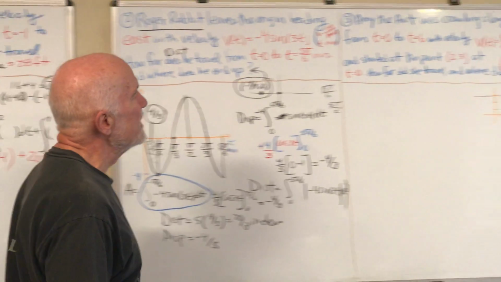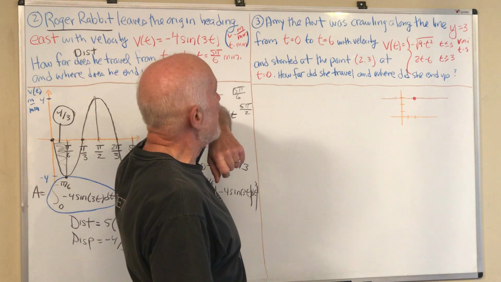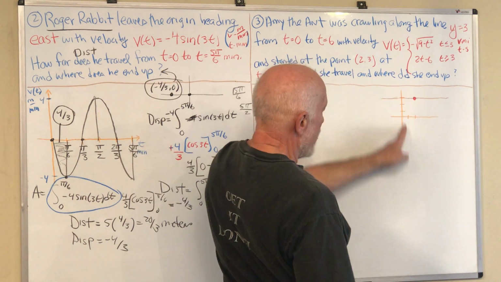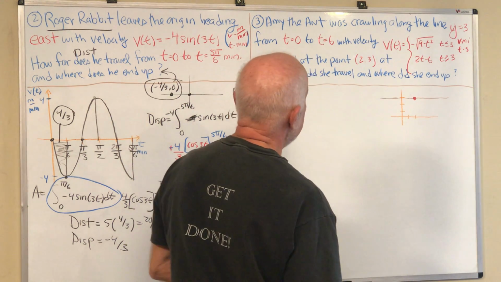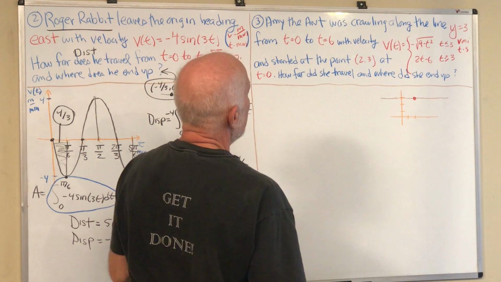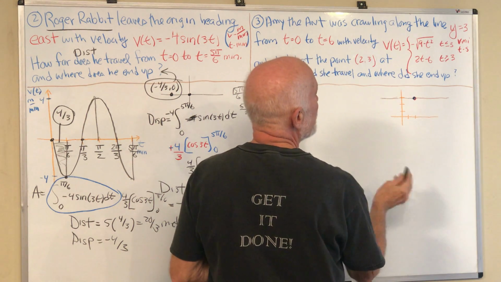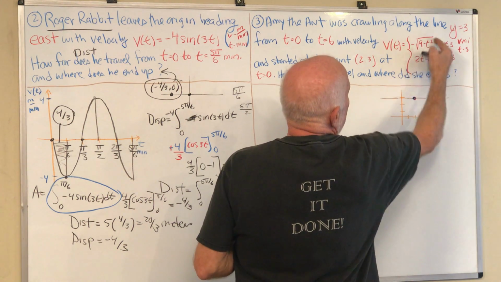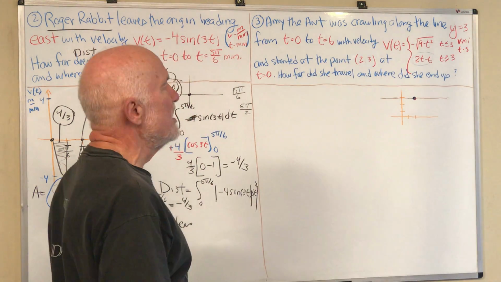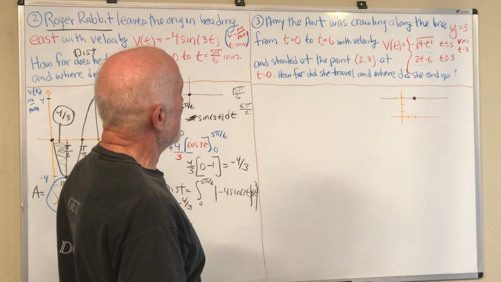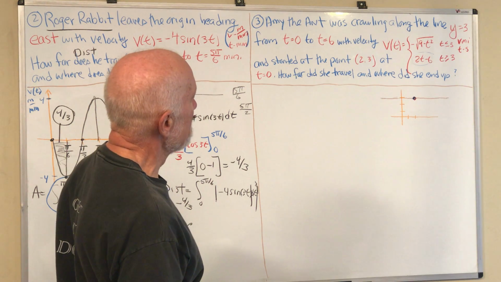Okay, so let's go to one more where we have Amy the ant, and she was crawling along in the xy coordinate system. She's crawling along y equals 3 from t equals 0 to t equals 6, and she starts at the point 2, 3. And for the first 3 seconds, she's got this velocity, and for the next 3 seconds, she's got this velocity. So she has a piecewise function for her velocity. So the question is, how far does she travel and where does she end up?